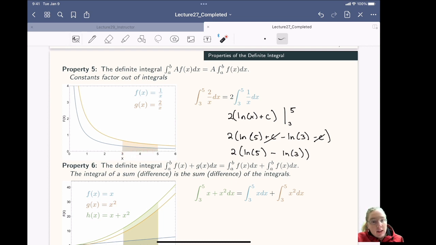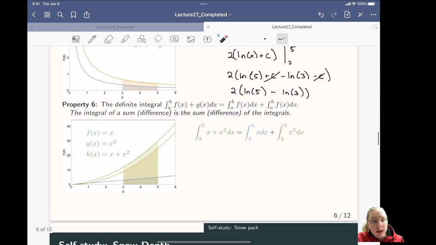All right, the sixth property that we have is that if we have the integral of a sum, then that can be split up into the sum of integrals. Another way of saying that is if you have the blue curve and you have the orange curve, if you add the area of those two curves together, you'll get the area under the green curve.